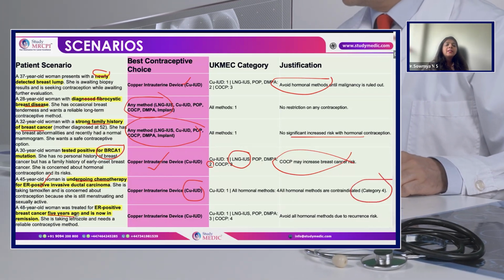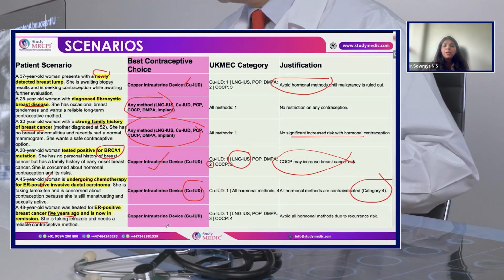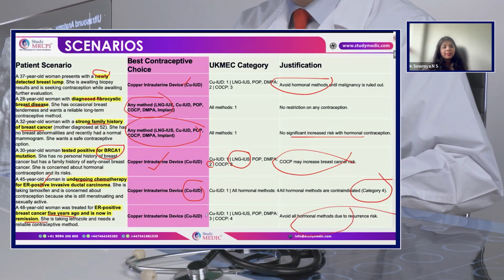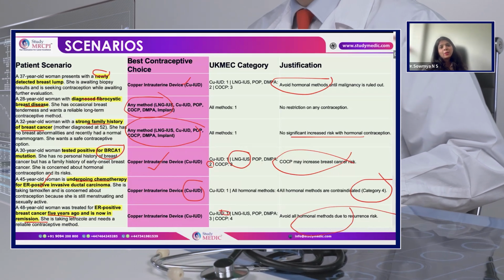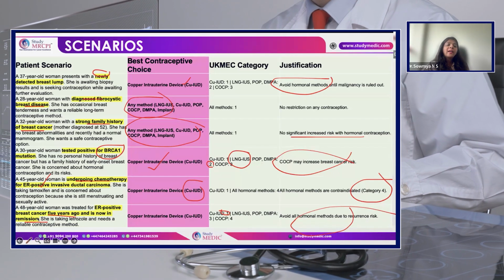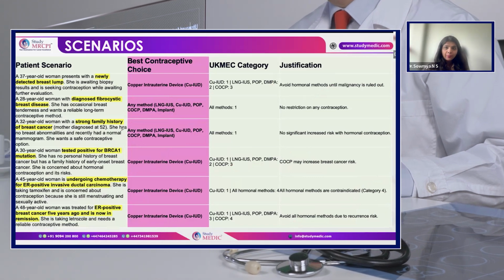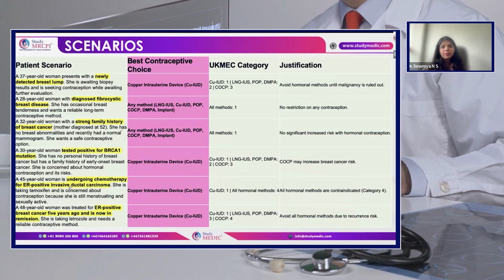ER positive 5 years ago and is now in remission. Still, you would want to avoid all hormonal methods due to the recurrence risk. Copper IUCD always remains CAT1. So invariably, if they have ER positive, if they have been treated for breast cancer, if they have BRCA1 positive, the best bet would always be copper IUCD.